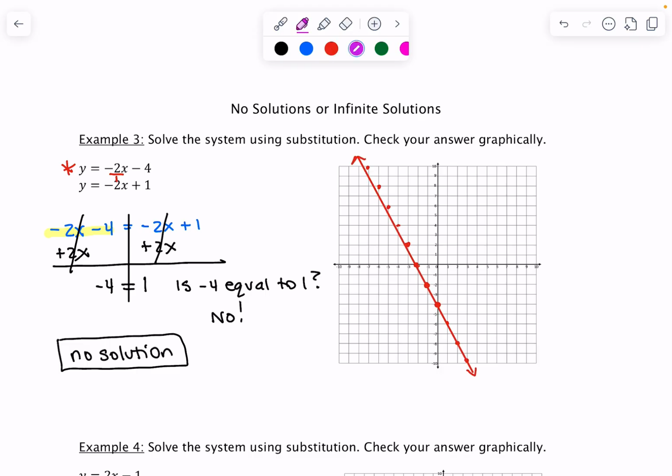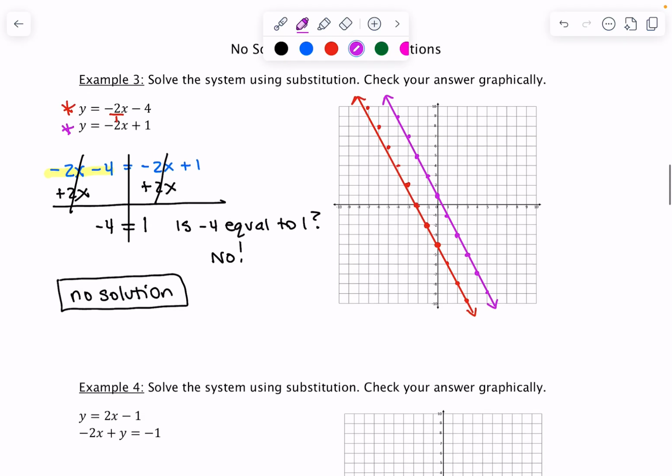And then I'm going to graph the other one here in pink. That one starts at +1 and also goes up 2 over 1. Notice they have the same slope. So that should be a clue that these lines are going to be parallel. They will never intersect. So just like in the previous lesson, this also shows no solution. So no solution graphically and no solution algebraically.